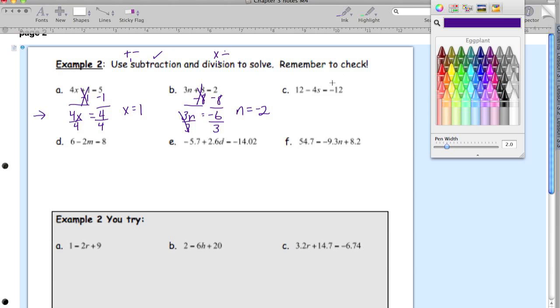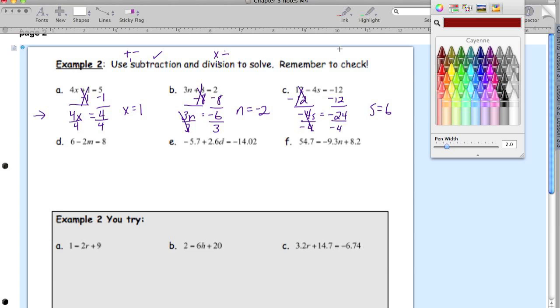12 minus 4s equals -12. So for the inverse, I first have to get rid of this 12. So I'm going to subtract 12 on both sides. Those cancel. -4s comes down. And -12 minus 12 is -24. Then these are being multiplied, so I do the inverse, which is divide. They cancel. S equals 6.